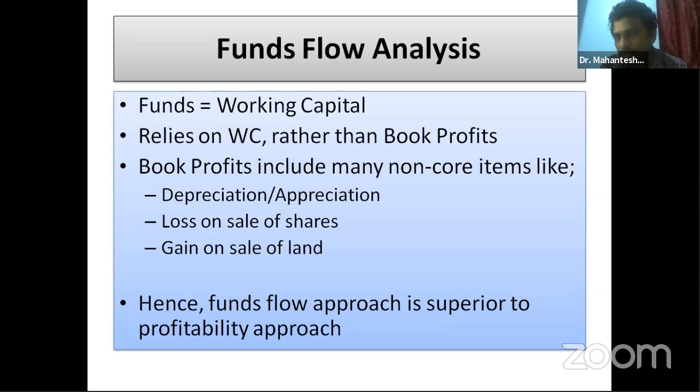You have incurred a loss of ₹10. So that is a loss on share, loss on sale of shares. Now this is not from your core business activity, but you include this in the profit and loss account. You are compelled to include this in the P&L account.